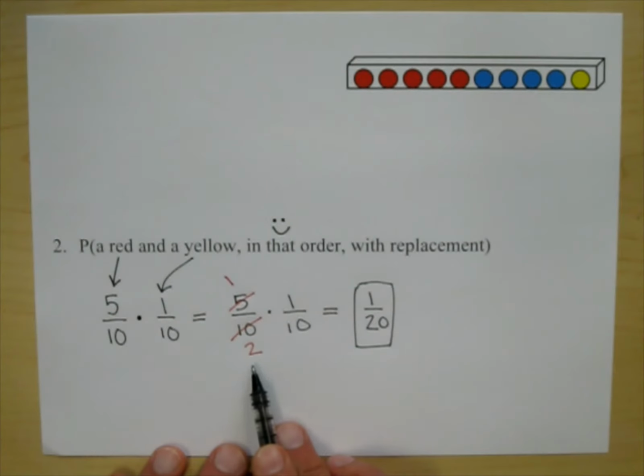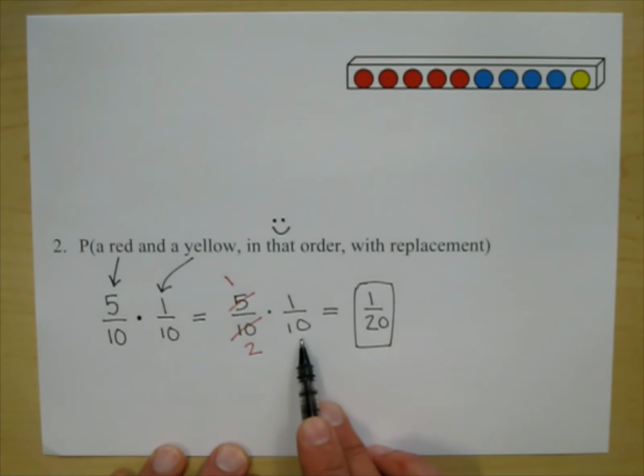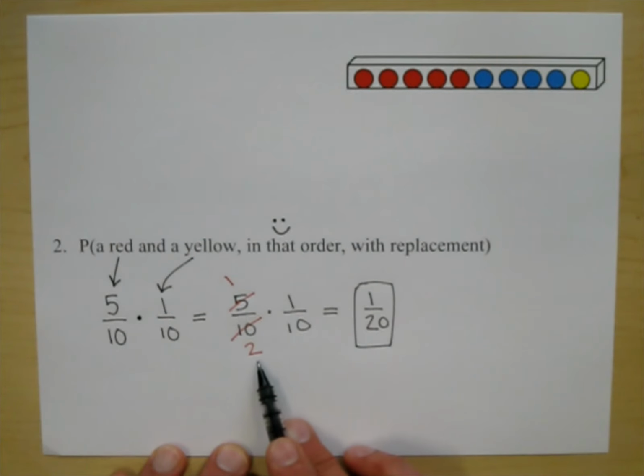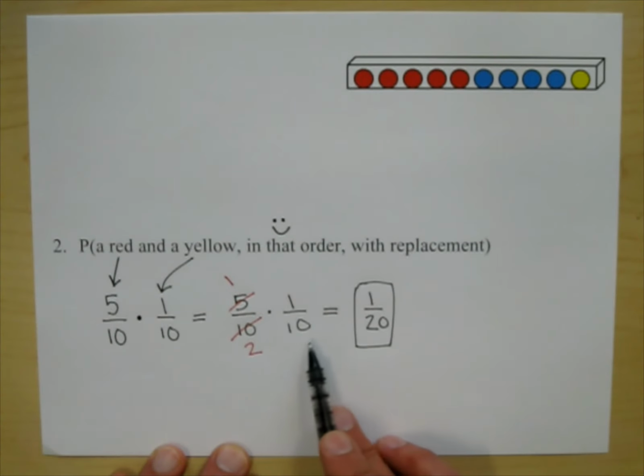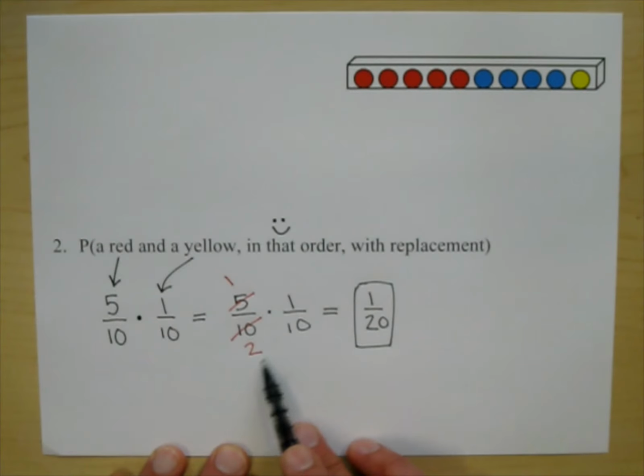One thing that I do want to mention, when you have a 2 on the bottom and a 10 on the bottom, you cannot cancel things on the bottom with each other. You can only cancel something from the top with something from the bottom. Okay, so I've seen people cross out the 2 and the 10 and write a 1 and a 5, and that's bad. You don't want to do that because those are both in the denominator. So this takes care of problem number 2.